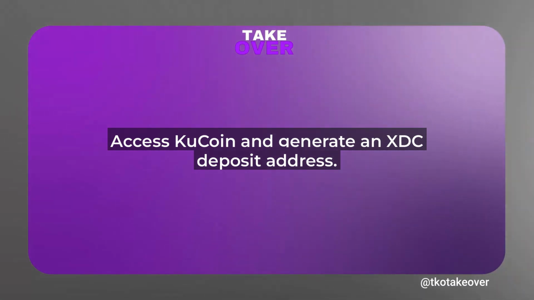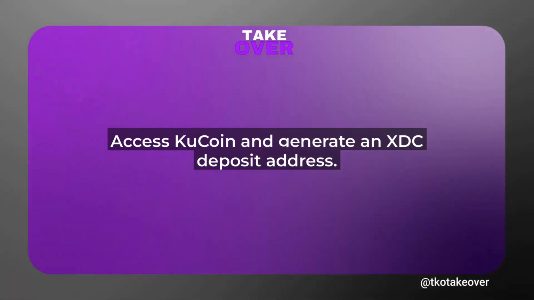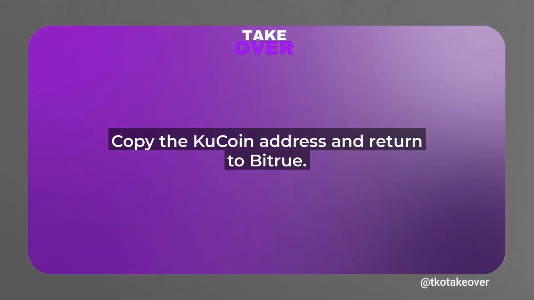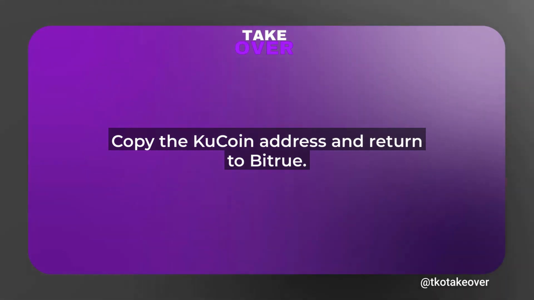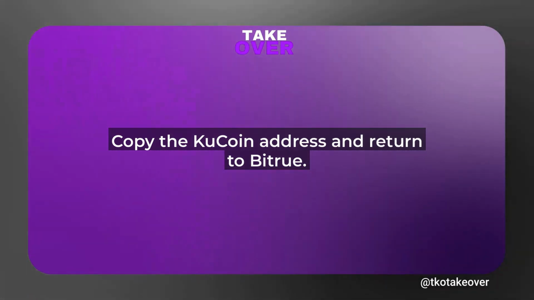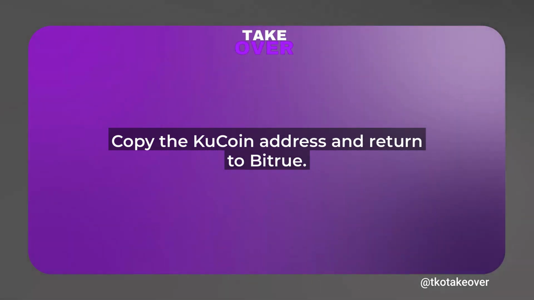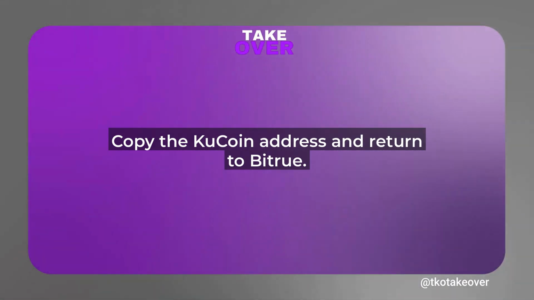Next, switch to your Kucoin account. Go to the Assets page, search for XDC, and select Deposit. This will generate a unique deposit address for XDC. Copy this address carefully, as you'll need it for the next step. Pro tip: double-check that you're using the correct network, like the XDC network, to avoid any transaction failures.